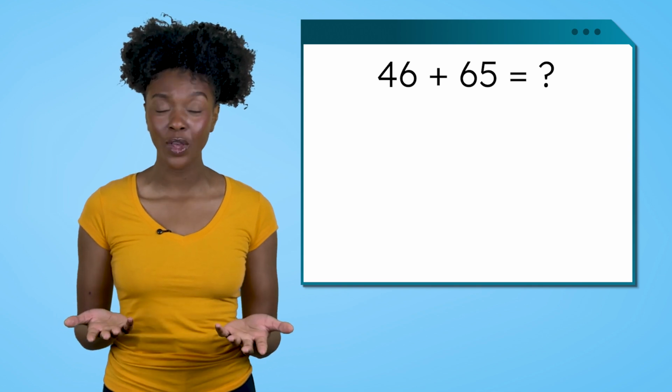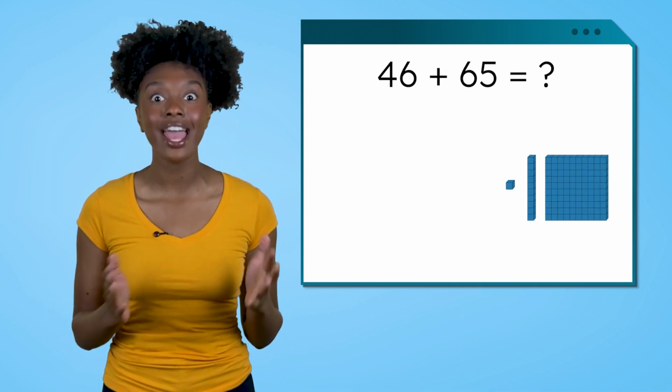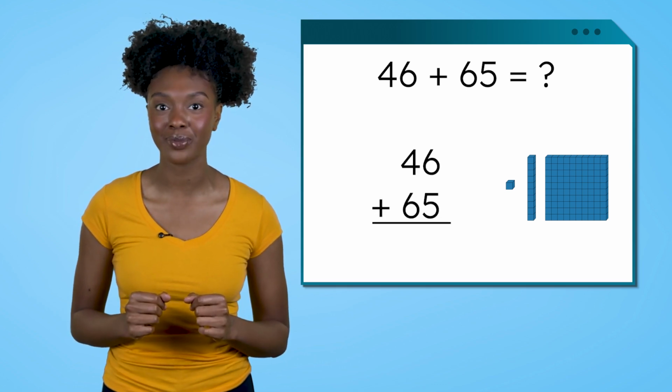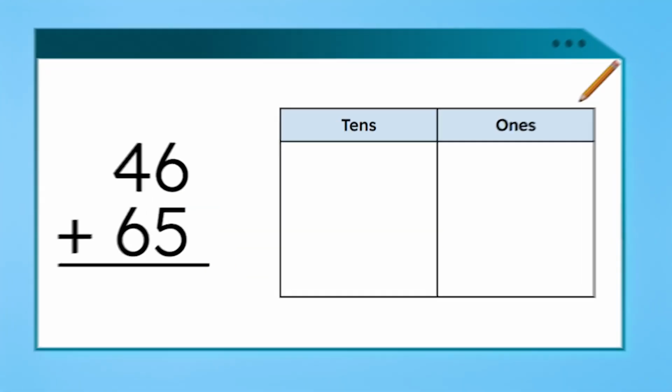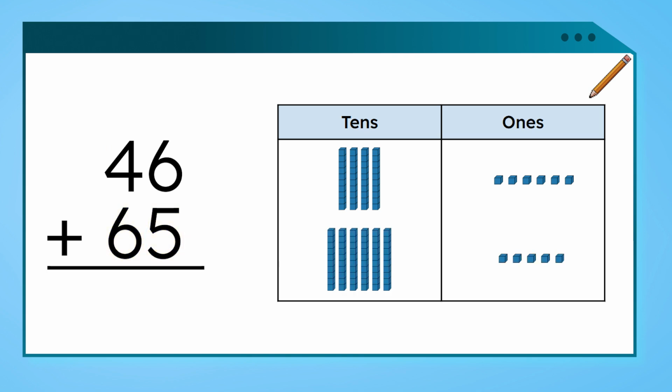That's right. We used base 10 blocks to see a visual model of the problem and lined up our problem vertically to stack the place values. Let's practice with both strategies in our guided notes. 46 has 6 ones and 4 tens, and 65 has 5 ones and 6 tens. Where should we start adding?